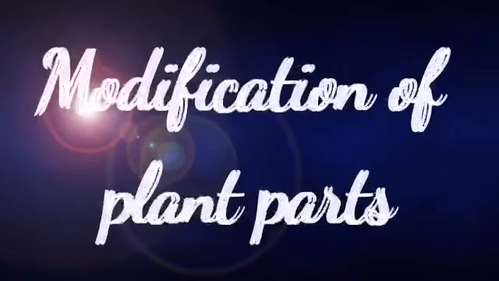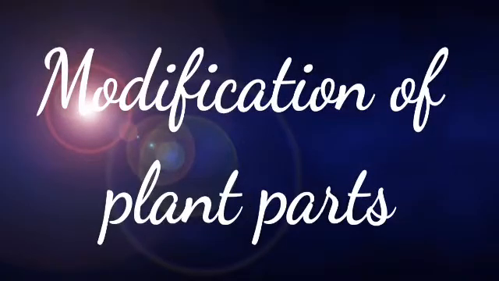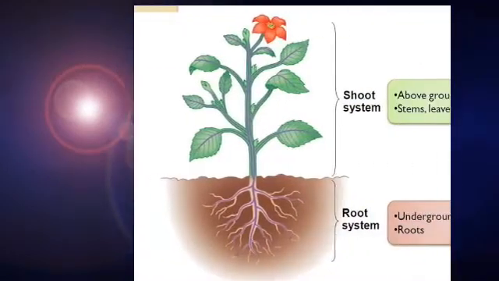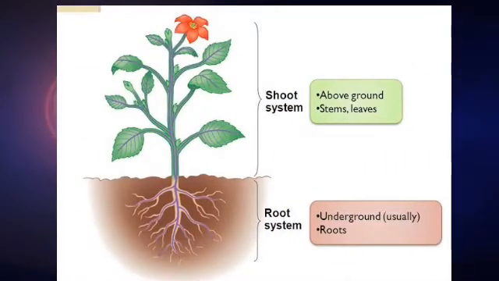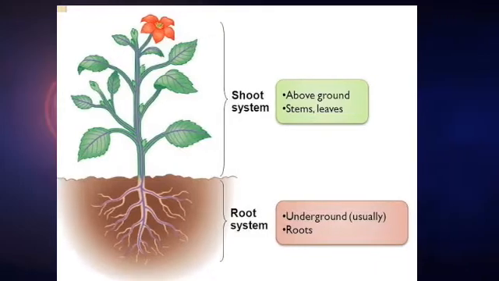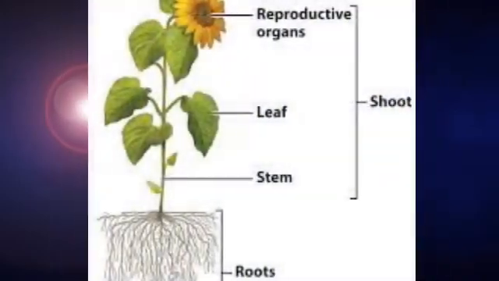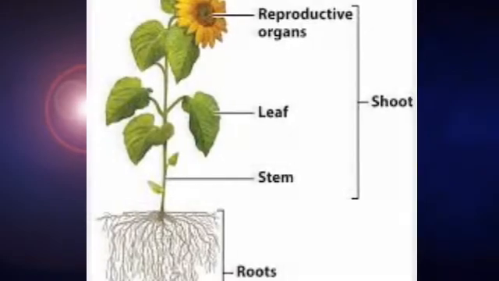In this session, we are going to discuss modification of plant parts. Do you remember what happens to seeds after germination? The part that grows above the soil is called the shoot system, and the part that grows under the soil is called the root system.